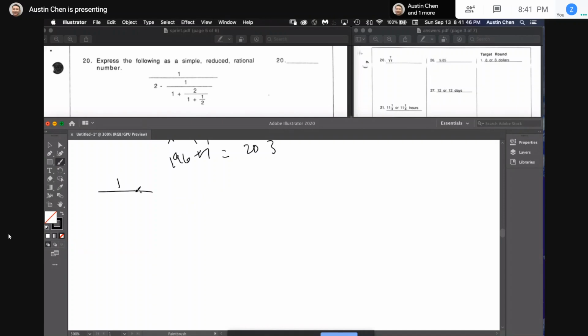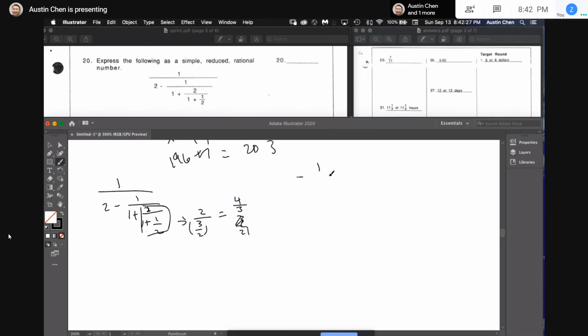Okay. Express the following as a simple reduced rational number. We have this. I forgot what this was called, but I'll call it the fraction tower. Okay, so we have a fraction tower. These aren't hard. You just go through every step. So 1 plus 1/2 is going to equal 3 halves. So in this thing right here, it's going to be 2 over 3 halves. And if you're dividing by a fraction, then you're multiplying by its reciprocal. So 2 times 2/3 is going to equal 4/3.